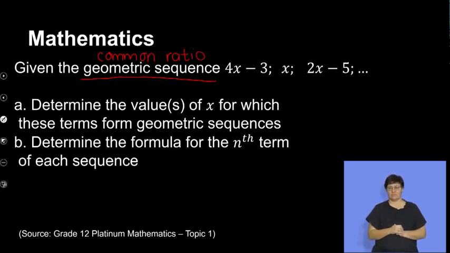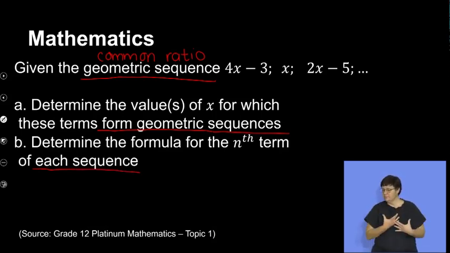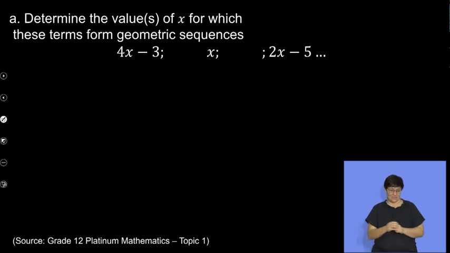So we need to determine the values of x for which these terms form a geometric sequence or geometric sequences. Then B is asking me to determine the formula for the nth term of each sequence. So the question has also given me a clue that there's going to be more than one value of x. Let's try and work out x together.